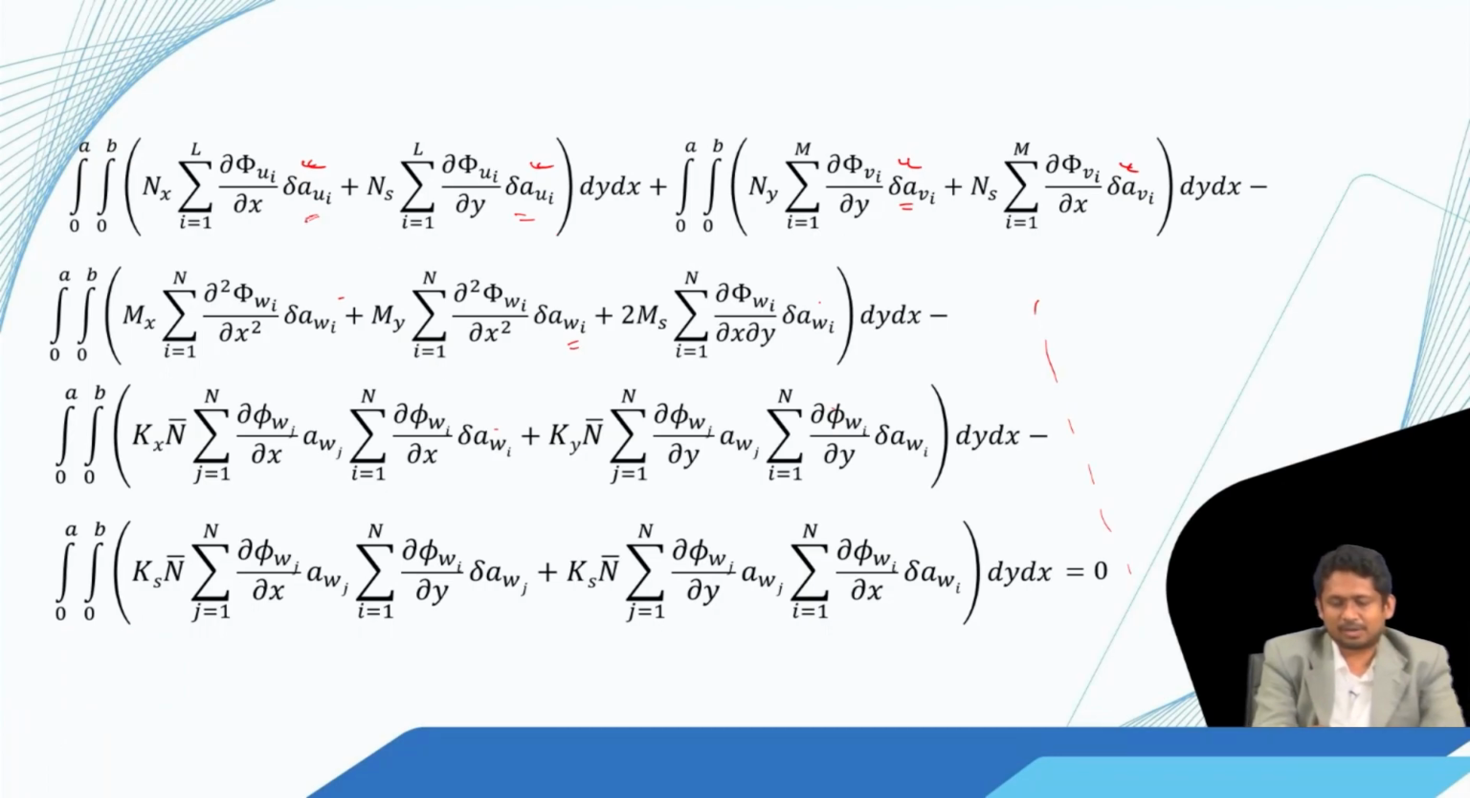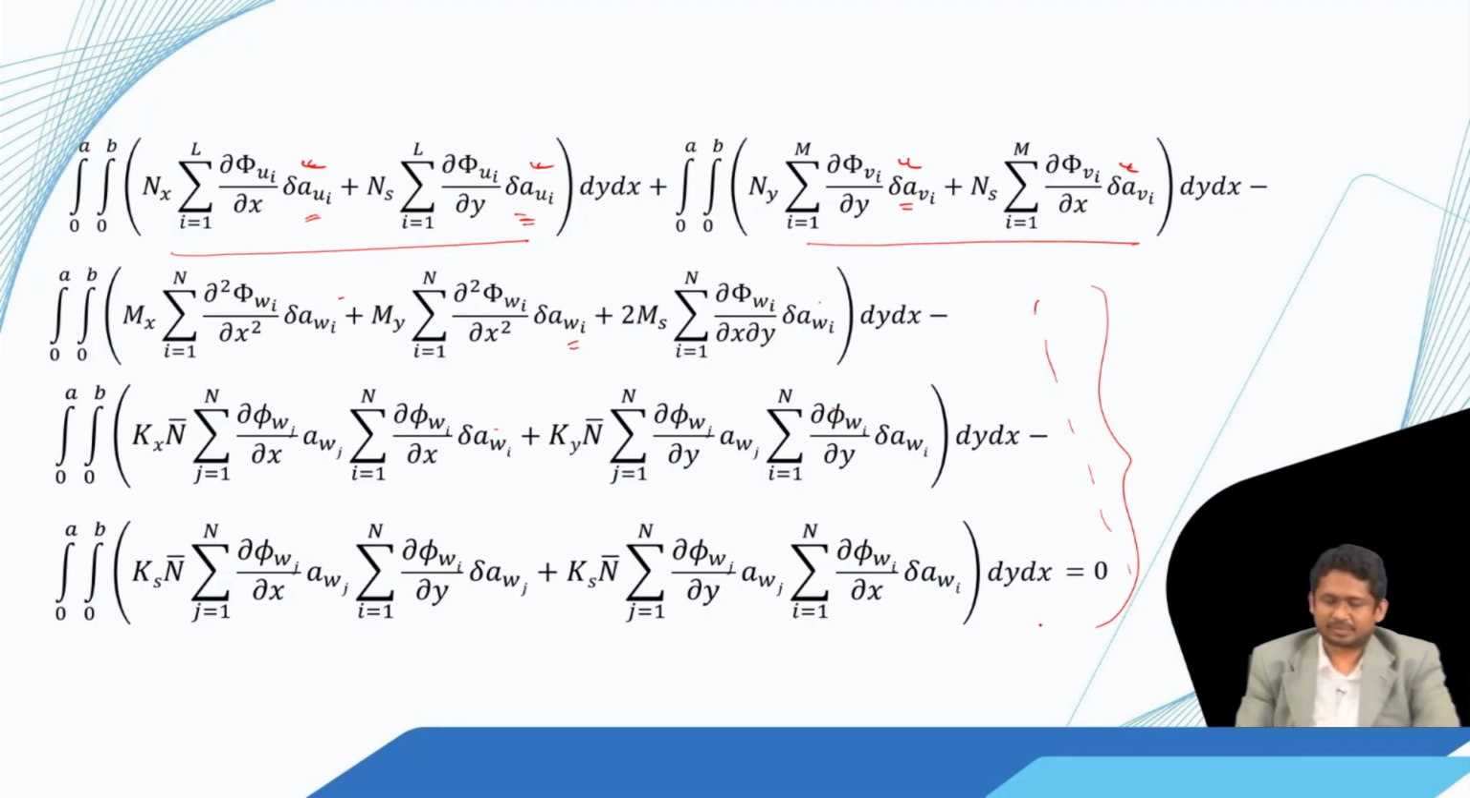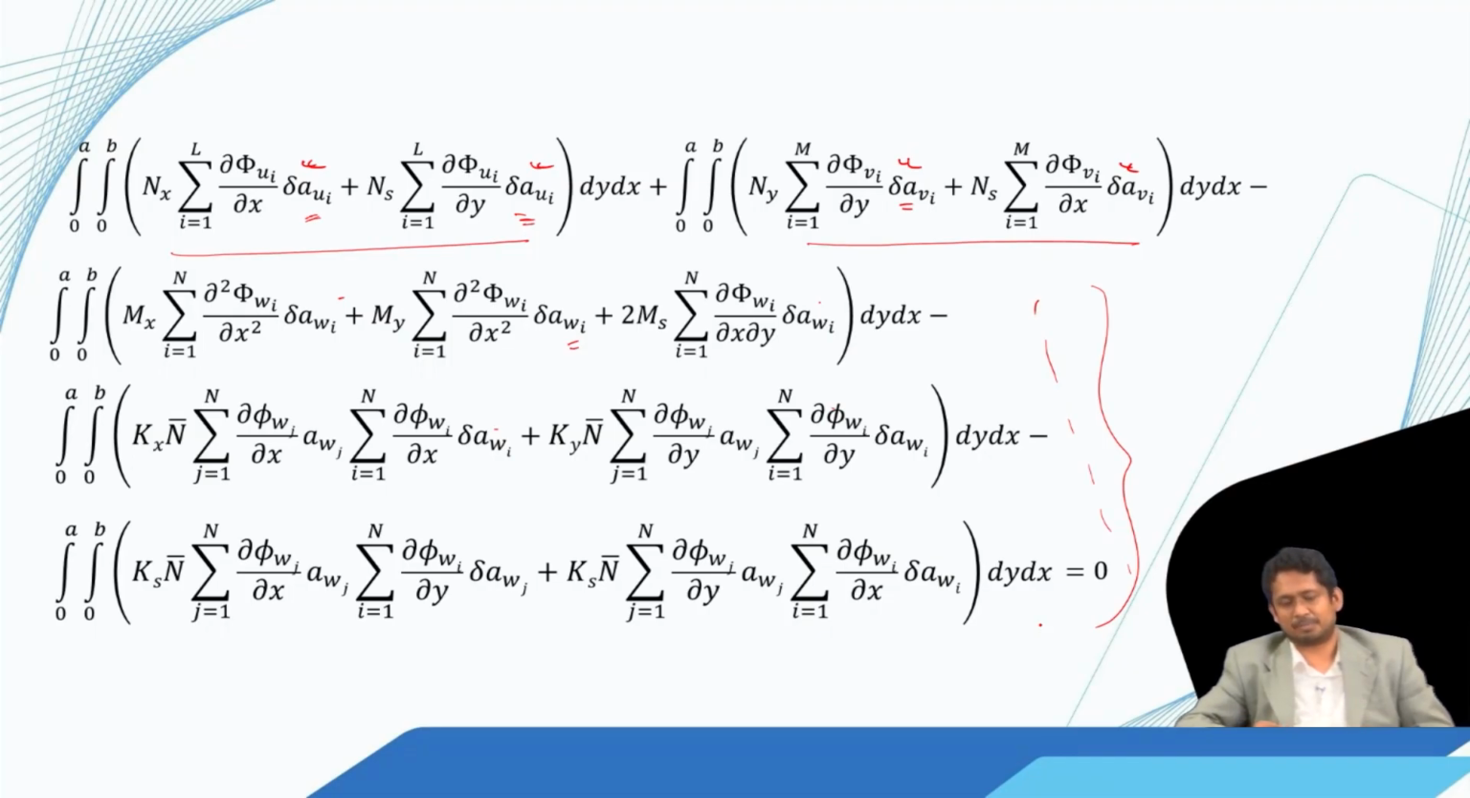So, we have variation of a u i separated out, variation of a v i separated out and rest all these terms have variation of a w i. Now, we make the same argument that all these variations are independent and arbitrary. That means that anything I multiply with that variation should be separately 0. So, the coefficient of the variation of a u i equal to 0 gives me L number of equations. The coefficient of the variation of a v i is 0, that gives me M number of equations and the coefficient of the variation of a w i is 0, that gives me N number of equations.